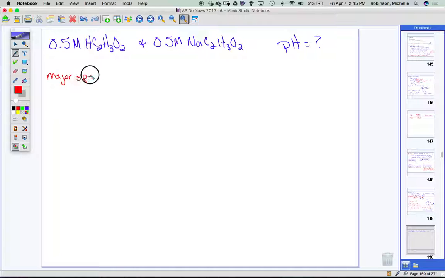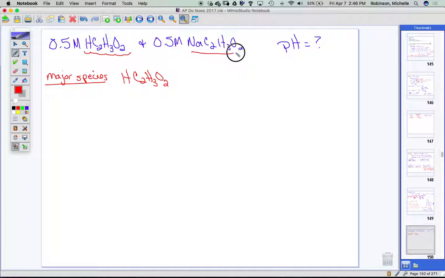All right, what are your major species? All right, well, start with this one on the left. What is that? A weak acid. So does it stay together or split apart? For the most part, it stays together.